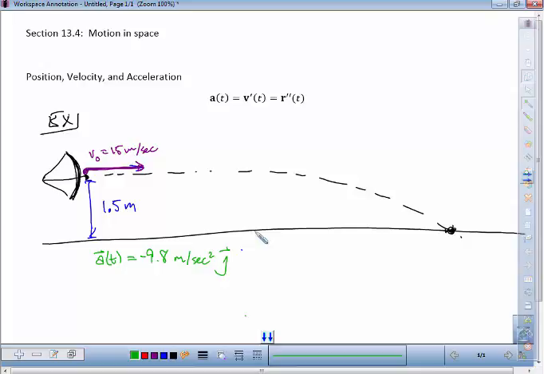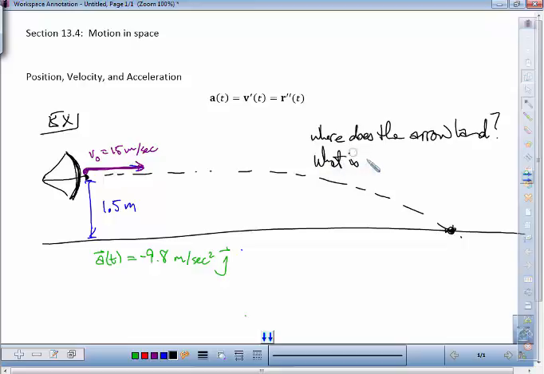So the kinds of questions we can ask are, where does it land, and what's the speed? So we can ask a couple of questions. Where does the arrow land, and what's the speed at impact?